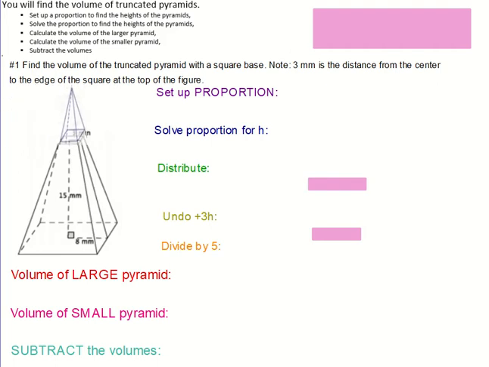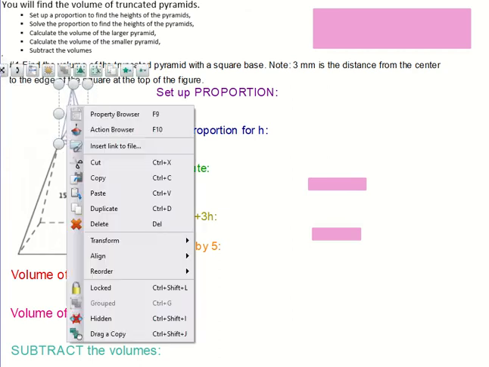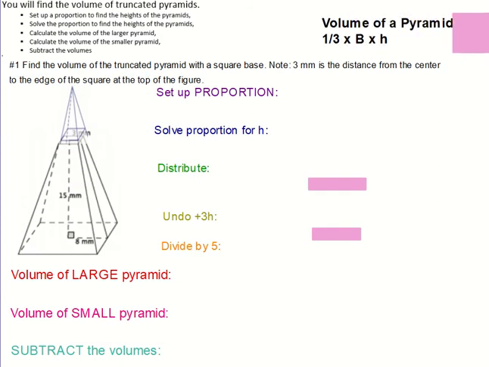whole pyramid. So now we have this large pyramid, the whole entire figure, and what we're going to do is find the volume of this small little pyramid on top. We're going to take it away, and that will leave us with the volume of the truncated pyramid. So if I'm finding the volume of a pyramid, I know my formula is 1/3 times base times height.